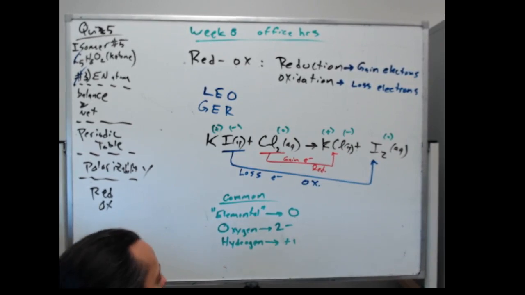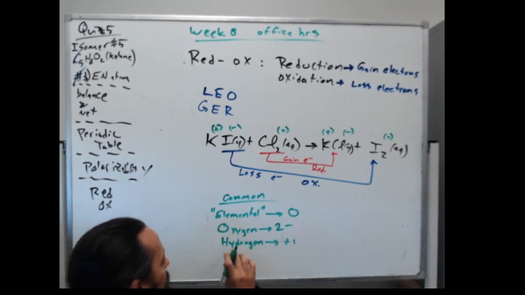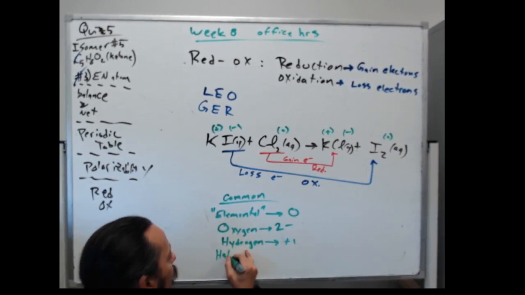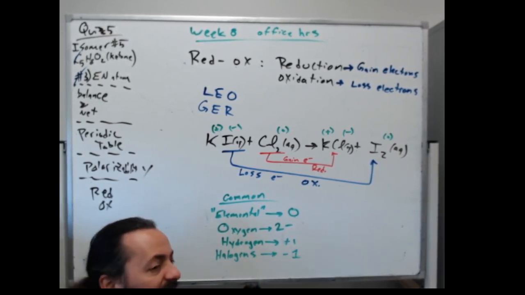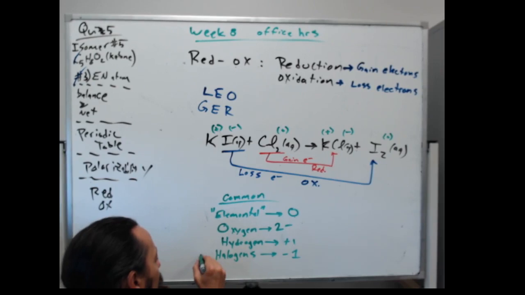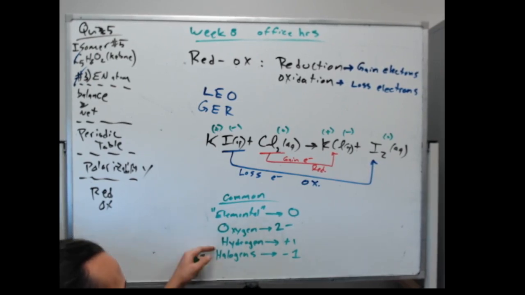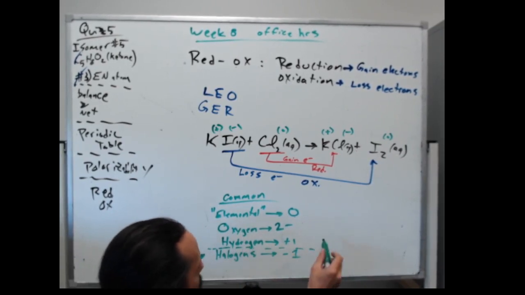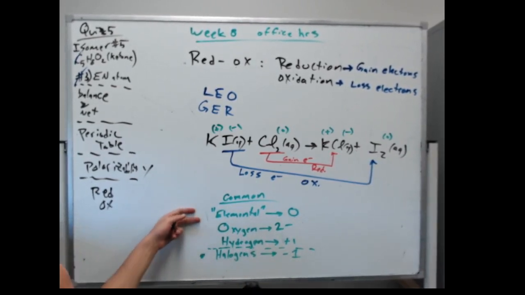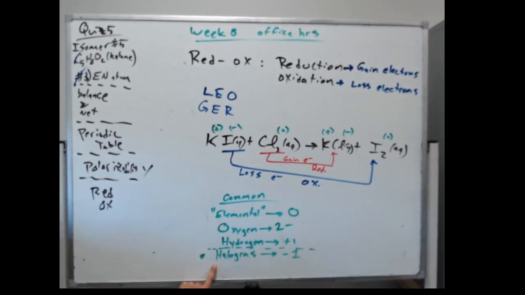Oxygen is -2, hydrogen is +1, and then our halogens, typically -1, not always. This one I'll put an asterisk next to. These first 3 are very reliable, like 99% of the time in this class reliable. This last one, 85% of the time reliable.